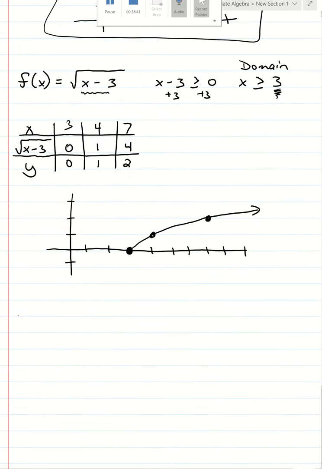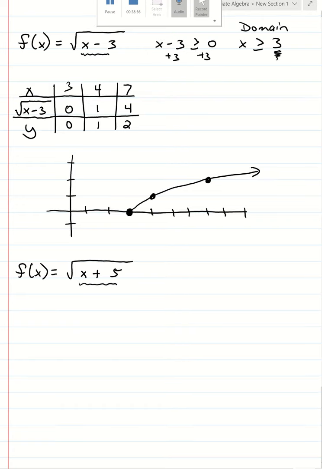Let's say f of x equals the square root of maybe x plus 5. Once again, the first thing that we need is the domain. Well, we know that the radicand of x plus 5 must be greater than or equal to 0. And if we subtract the 5 over, we would in fact get that x must be greater than or equal to negative 5. That is your domain.